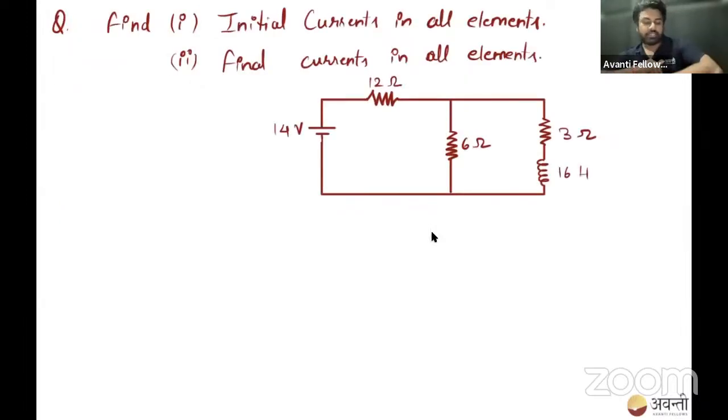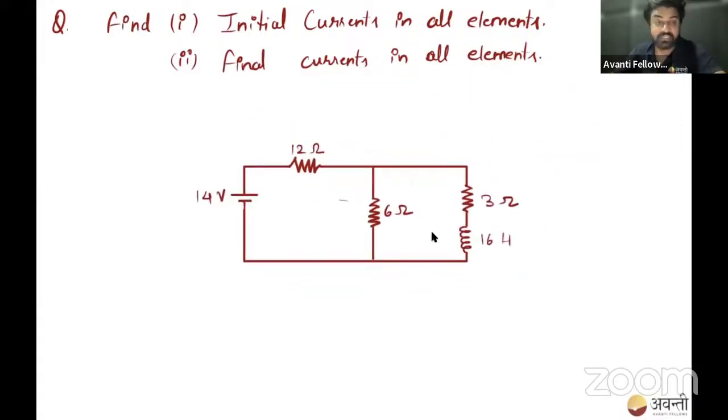Chalo. So in this question, all of you pay attention. It is telling that you have to find initial currents in all elements and final currents in all elements. If I talk about this circuit, initial current means when the switch is just closed. When the switch is just closed, at t equals to 0, the inductor behaves like an open circuit, meaning the current in the inductor is 0.